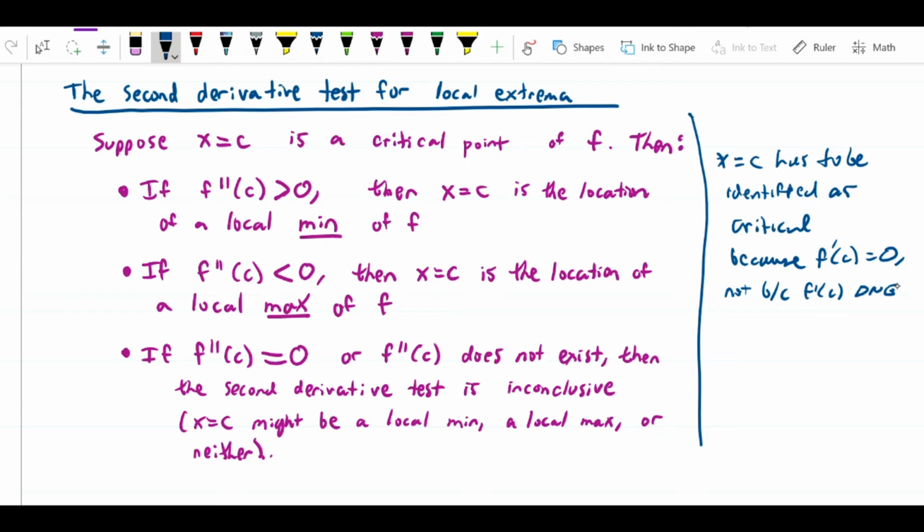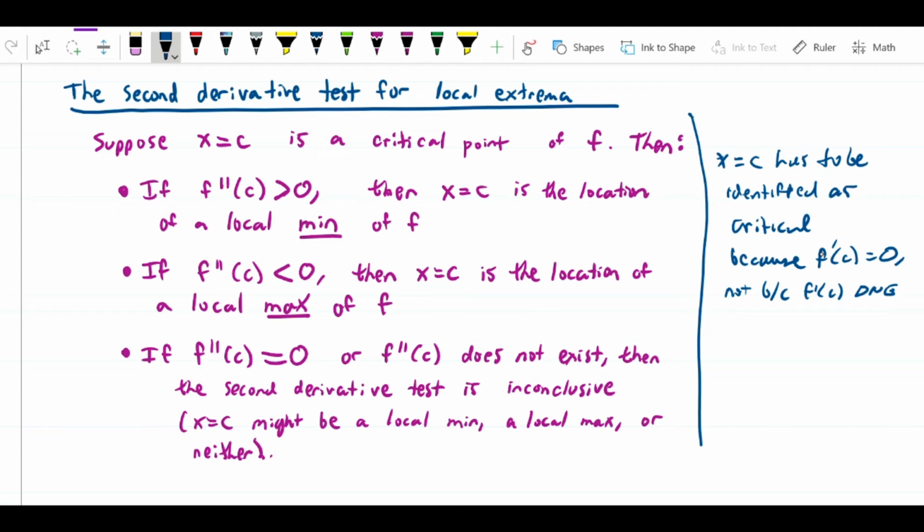What I mean is, for the purpose of this test, it is not useful unless we've identified c as being a critical point because f prime of c is 0. Why is that? Well, if f prime of c doesn't exist, then neither does f double prime of c, so we'd never be able to use this test anyway. In some cases, f prime of c exists, but f double prime doesn't, and that's why I've written the third bullet point the way I have.